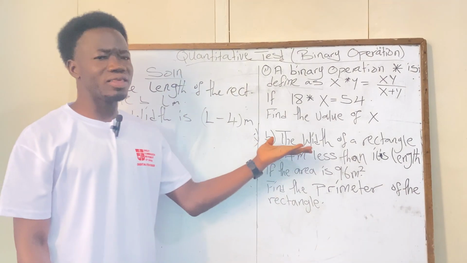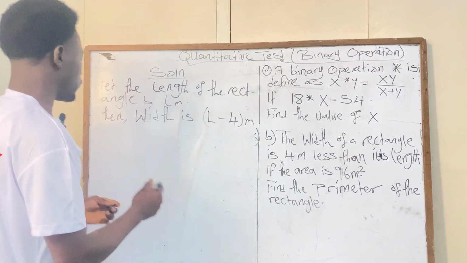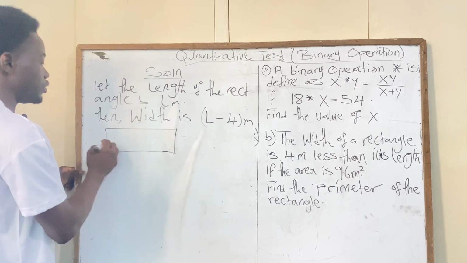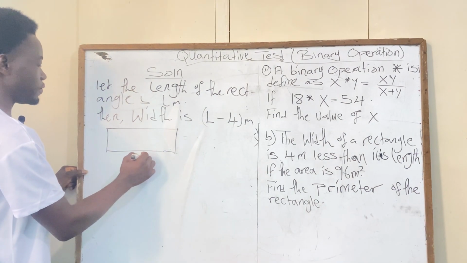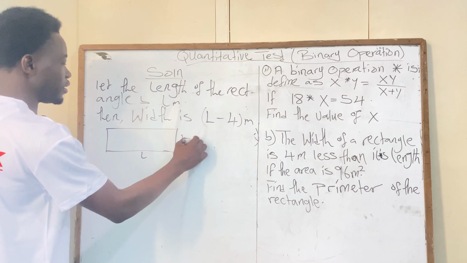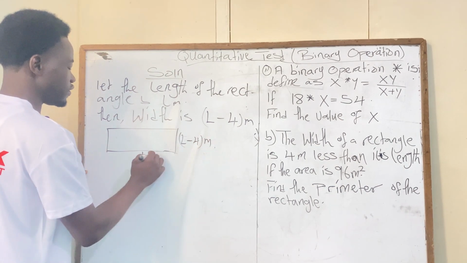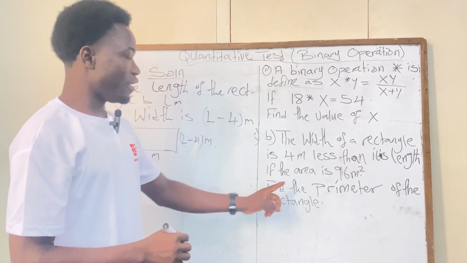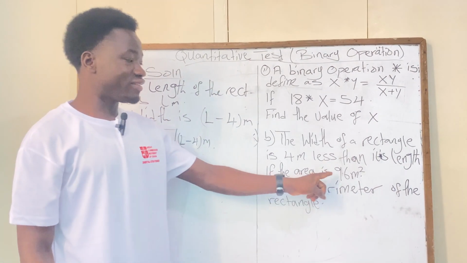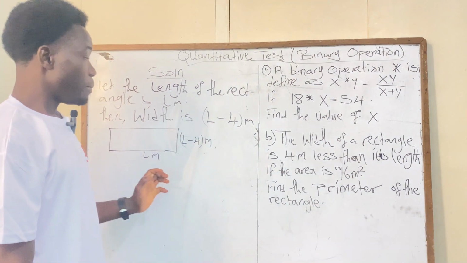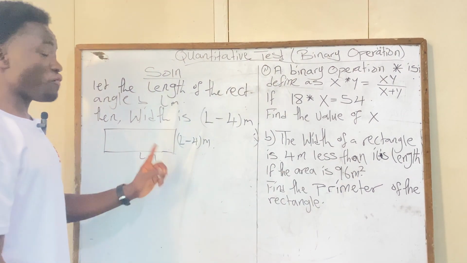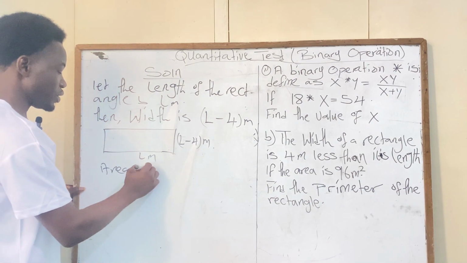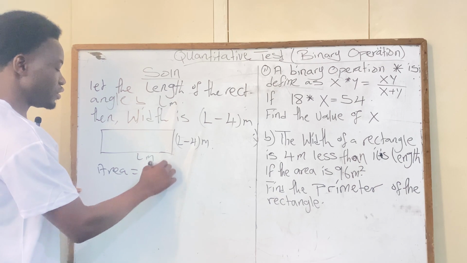Now we can illustrate this on a diagram so that it can help us to go smoothly. So if I have this as my rectangle, this is L and this is L minus 4 meters. Now the question again says that the area of this particular rectangle is 96 meters squared. But we know that the area of a rectangle is equal to the length times the width.